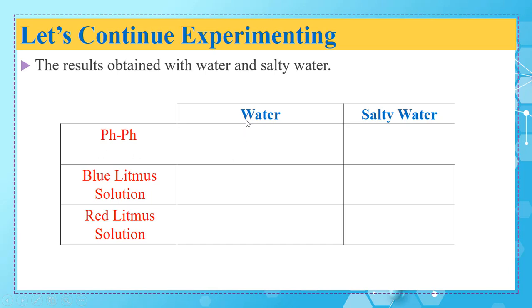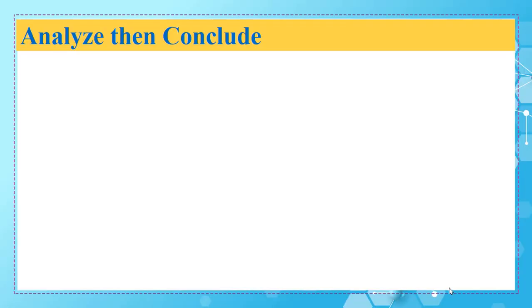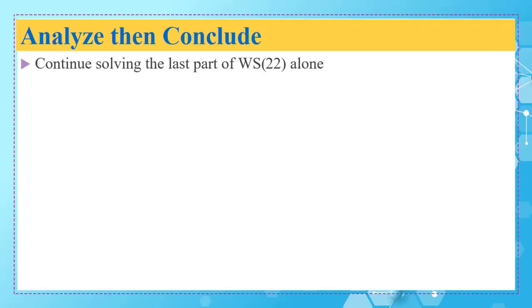Phenolphthalein remained colorless with water, blue litmus solution remained blue with water, and red litmus solution remained red with water. Similarly, phenolphthalein remained colorless with salty water, blue litmus solution remained blue with salty water, and red litmus solution remained red with salty water. As we can see, that the indicators didn't have any effect on water and salty water. Pause the video and continue solving the last part of worksheet 22 alone.